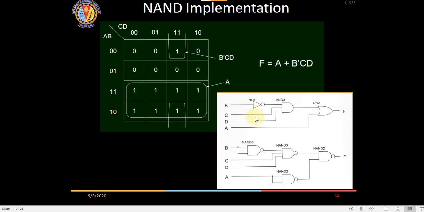In K-maps, suppose we only make pairs and quadrants and everything. Can there be a single one or a single zero? Yeah, depending on the SOP or POS process, it will be there. It will be there in many cases.